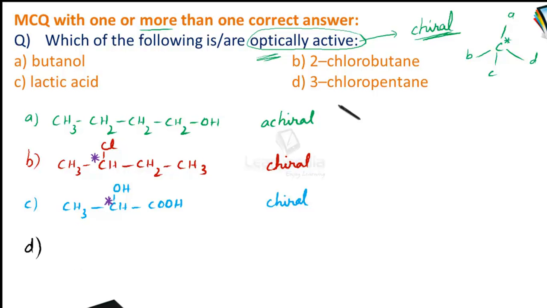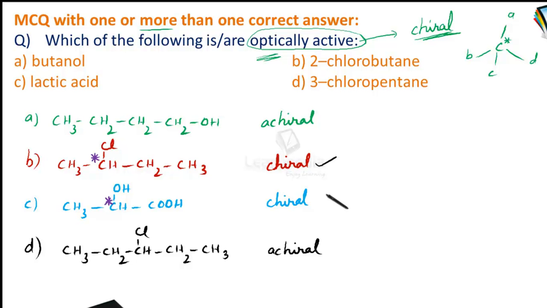Then when we take the case of the 4th one, that is 3-chloropentane. This is the structure of 3-chloropentane, a chlorine on the 3rd carbon. Now tell me, is there any carbon which is chiral? Definitely no, because this particular carbon is attached to 2 different groups here, chlorine and hydrogen. But on this side it is ethyl, and this is also ethyl. So this is achiral.